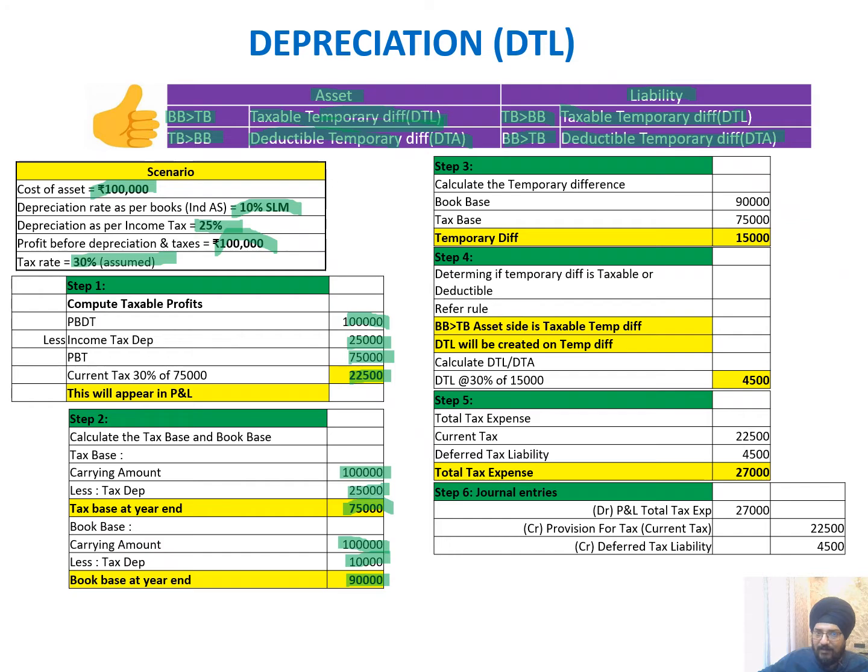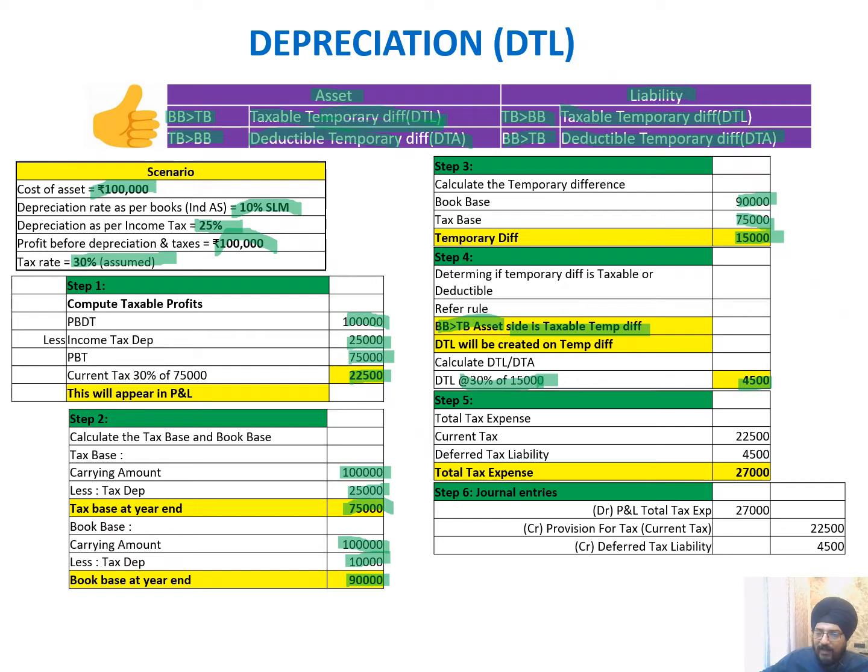This is a taxable temporary difference, because my book base is greater than the tax base, and this is a DTL creation. My book base is 90,000, my tax base is 75,000, so my temporary difference is 15,000. Now we go by the rule: book base is greater than tax base on the asset side, so it is a taxable temporary difference and DTL will be created. On 15,000, we are going to create the DTL at the rate of the prevailing tax, 30% of 15,000, which is 4,500. So this is my DTL which is being created.